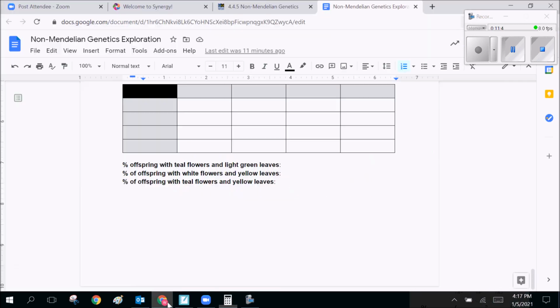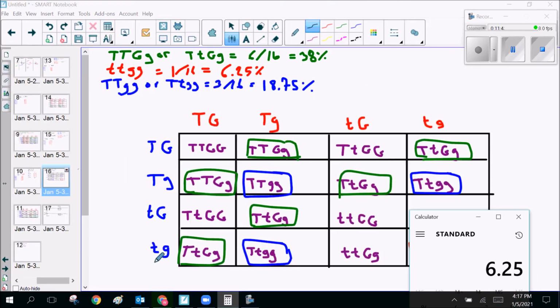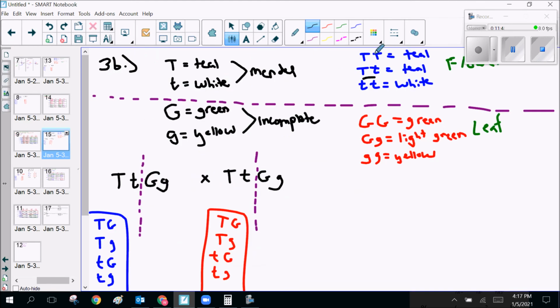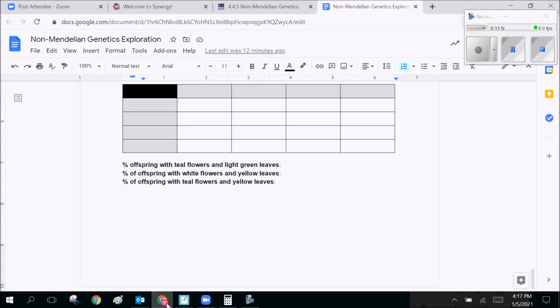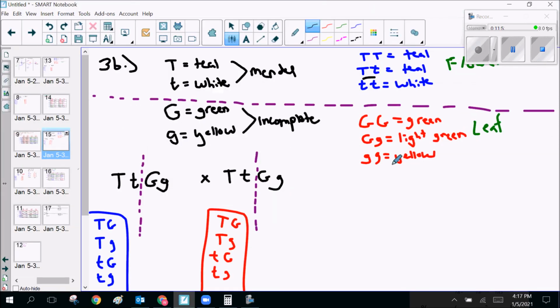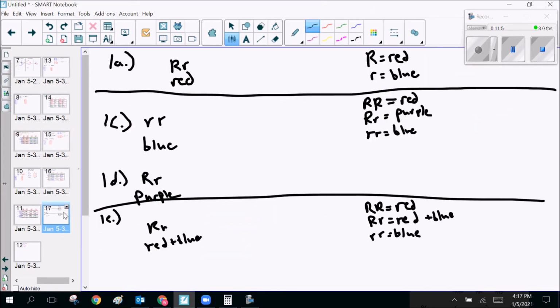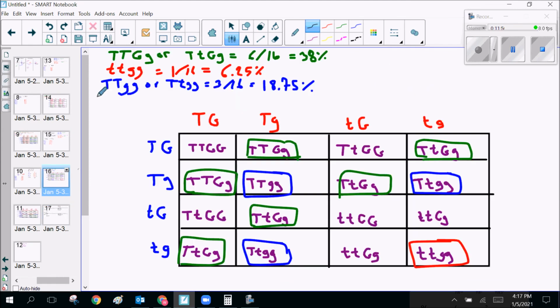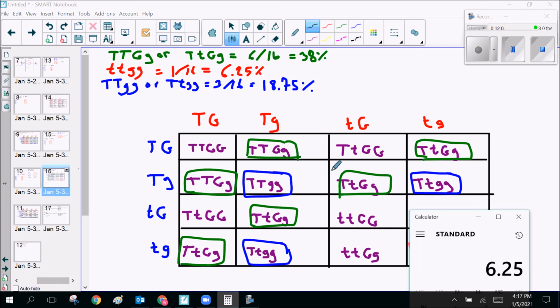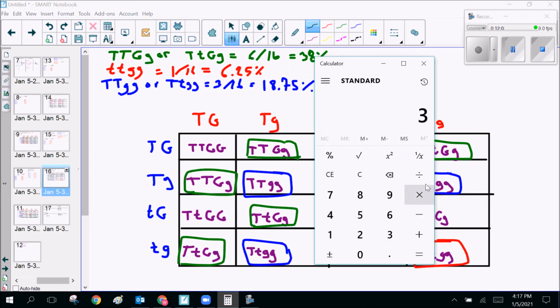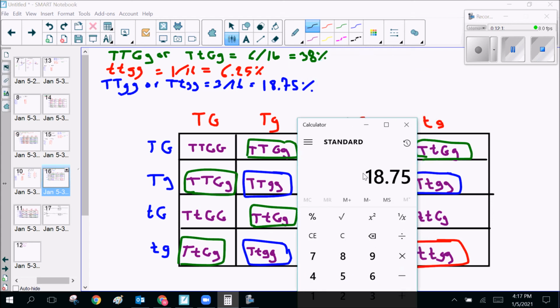The final one, of course, is asking teal flowers and yellow leaves. There is two ways to get teal flowers, so capital T, or capital T, lowercase t. And then it asks me for yellow leaves, which is lowercase g. So I'm looking for this combination. Okay, either of these. I counted 1, 2, 3. 3 out of 16, 18.75. How did I calculate that? Once again, 3 divided by 16 equals, multiplied by 100 equals 18.75%.